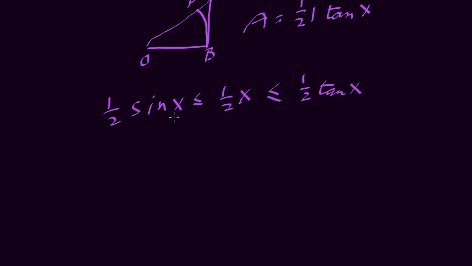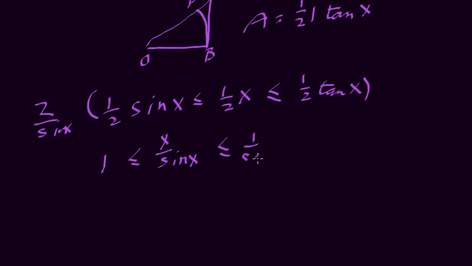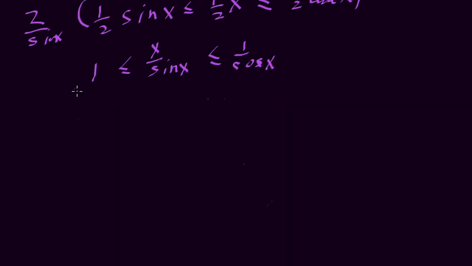We do a little algebra by multiplying through by 2 over sine of x. And this will become 1 is less than or equal to x over sine of x, which is less than or equal to 1 over cosine x. We take the reciprocals and we get cosine of x is less than or equal to sine of x over x, which is less than or equal to 1.